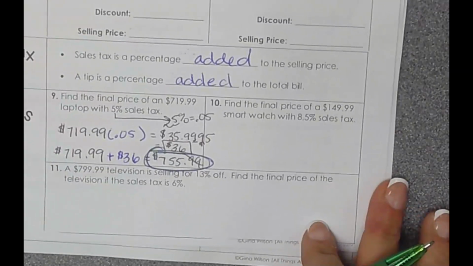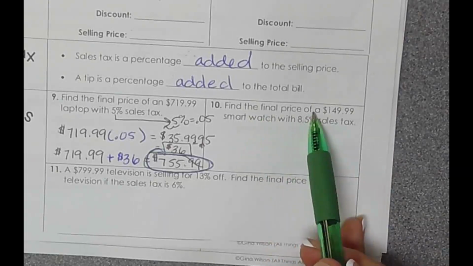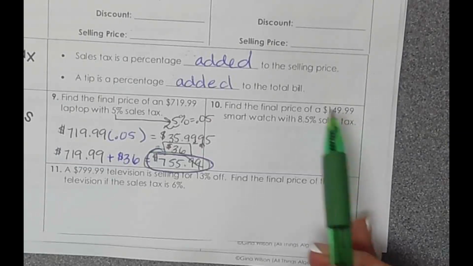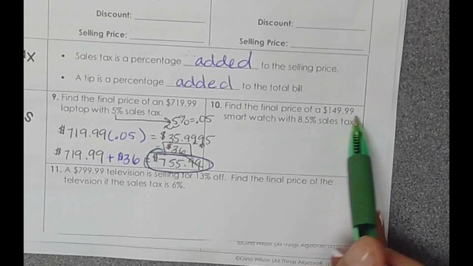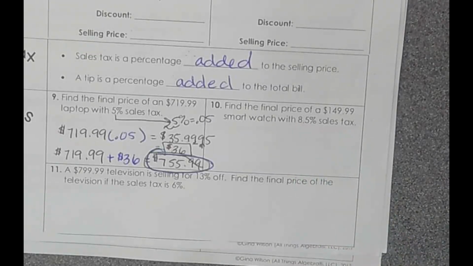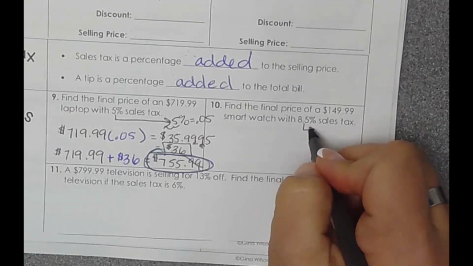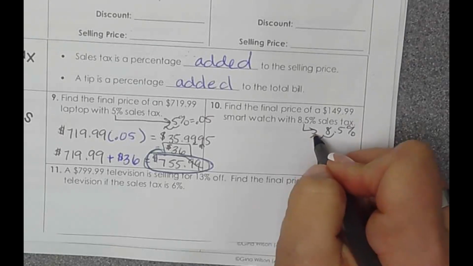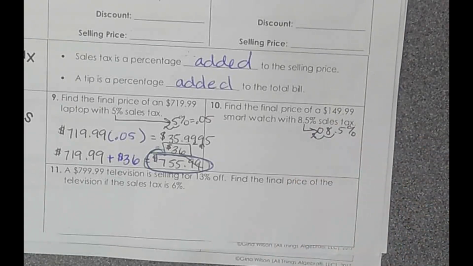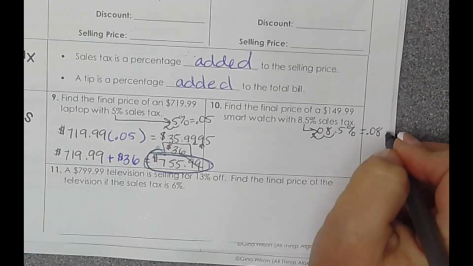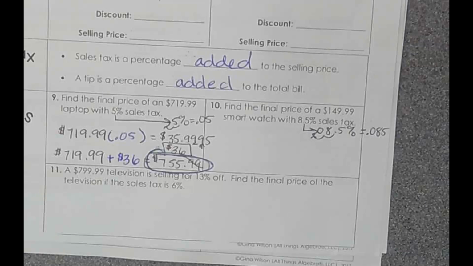Again, same thing here. The final price of a $149.99 smartwatch with 8.5% sales tax. So 8.5%, again, we're going to move the decimal twice. We need to add our 0 in there. Okay, so we're going to use the decimal 0.085.